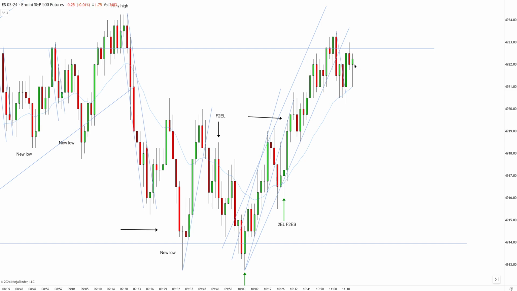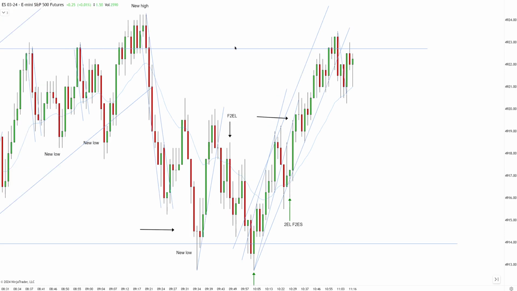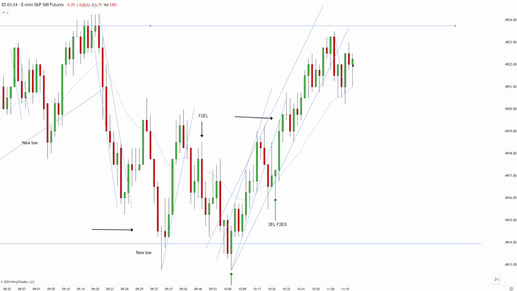Is this a good second entry long to take? It is not, because notice how far away the body is from the EMA. It is barely touching it. It's not full at the EMA, and it is directly into these highs, into top of the trend range. Now I can move it a little bit higher, like this, but still it is far from the EMA, and you're buying at the top of the move.